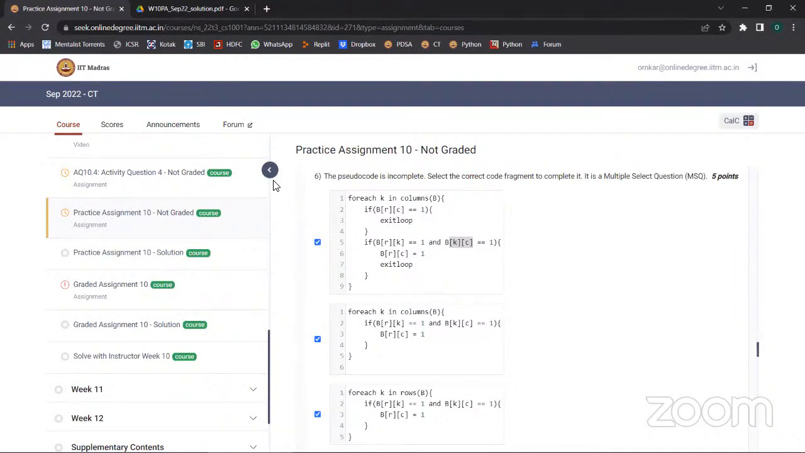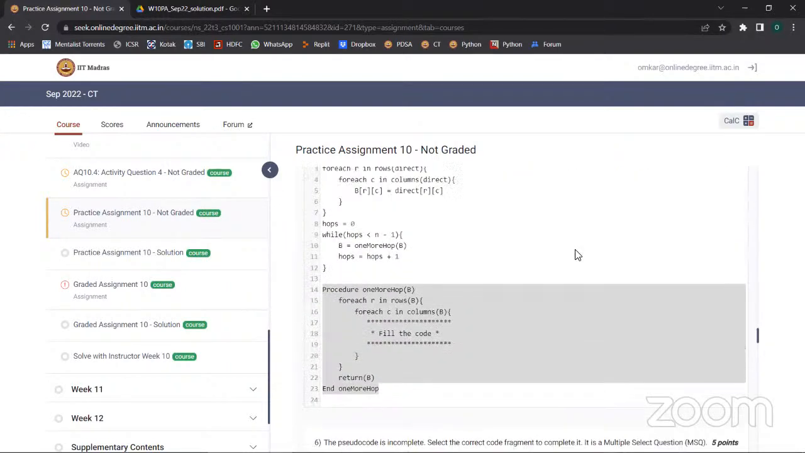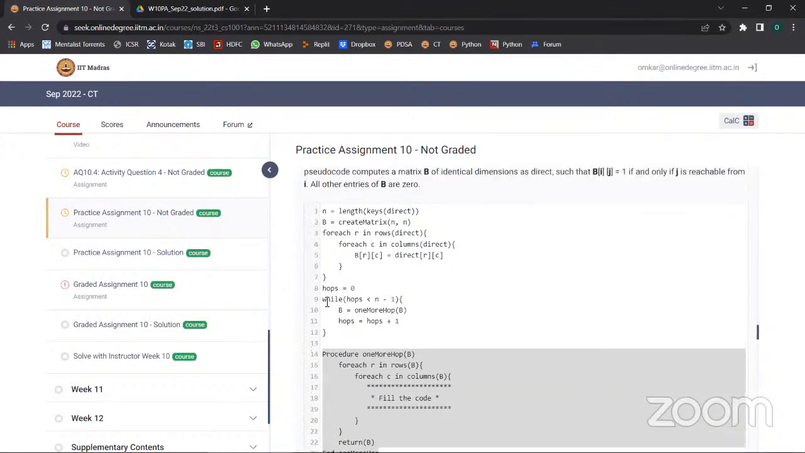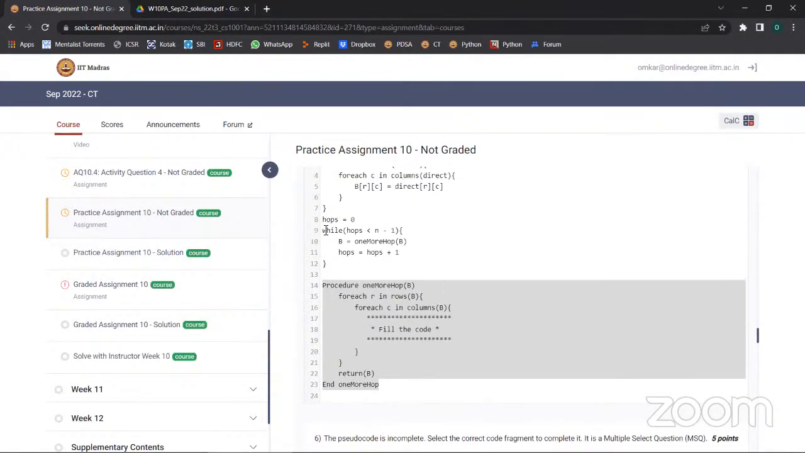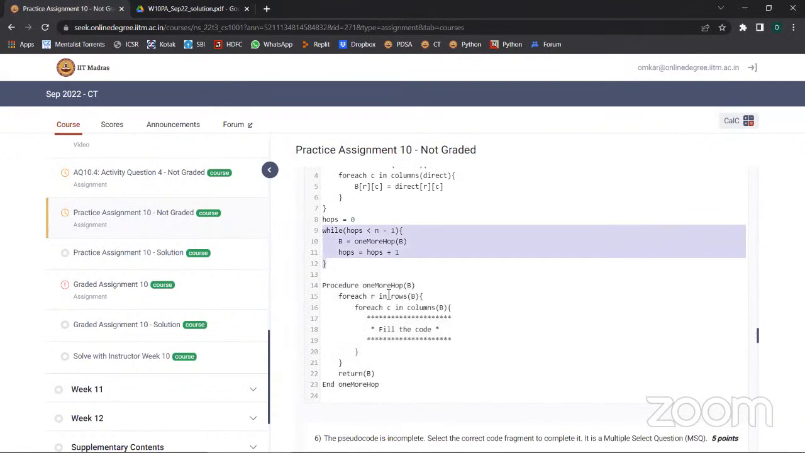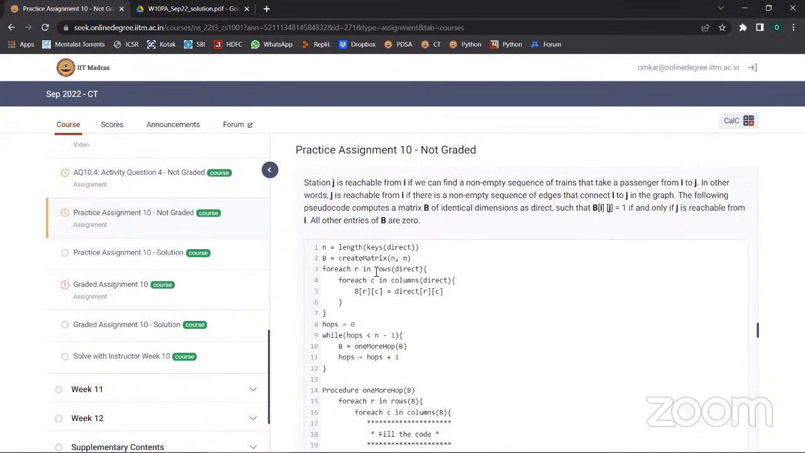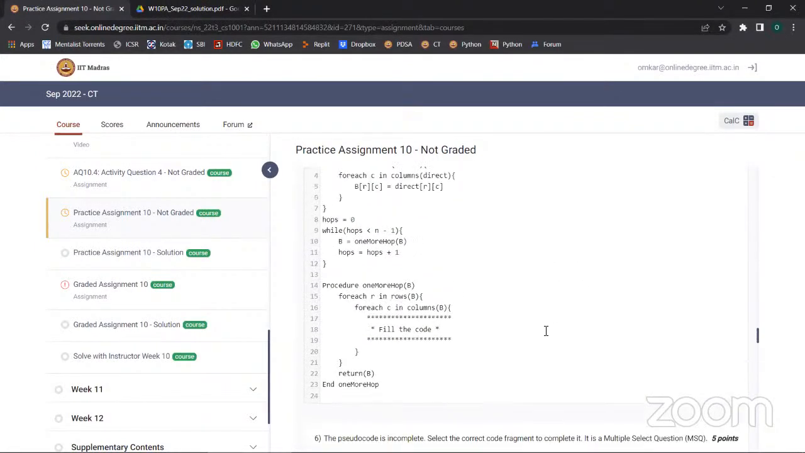Yes, Prashant. Go ahead. Sir, while we enter that while loop, we'll start with the direct matrix, sir, in this question. Which while loop? This one, right? Yes, sir. Yes, when we start it for the very first time, we start with the direct matrix. When we complete one loop, we'll get the one-hop matrix. Yes, correct.